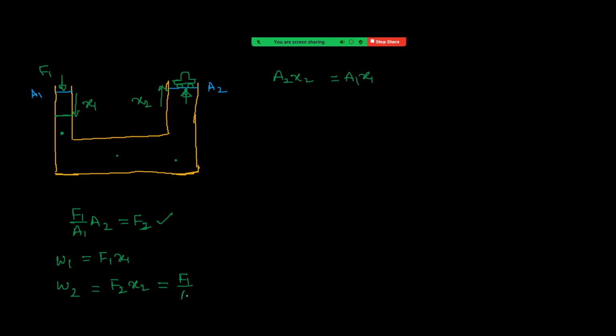F1 by A1 into A2, that is F2. In the place of x2, A1 x1 upon A2. Now see what we get.